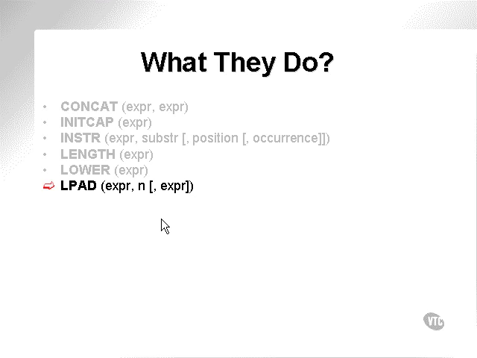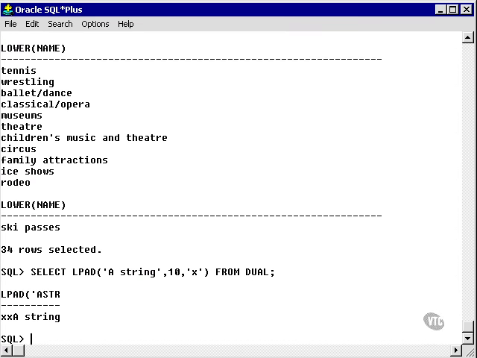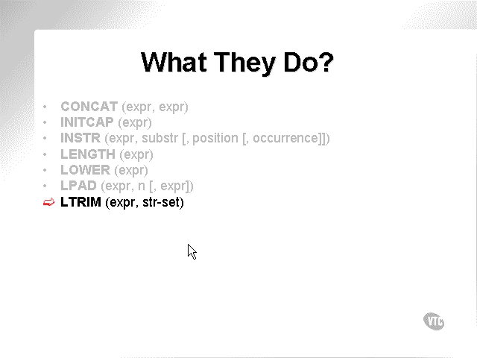The left pad function. The left pad function will pad a string from the left with a specified character or expression, string, etc. Let's try an example of the left pad function. I'm going to pad this string, a string, which is 8 characters long, up to 10 characters, from the left with the character X, and we end up with XX a string.